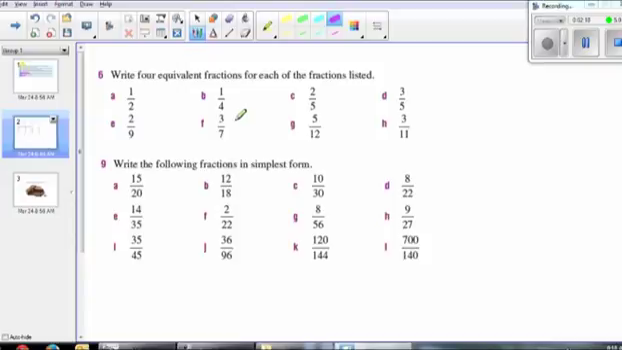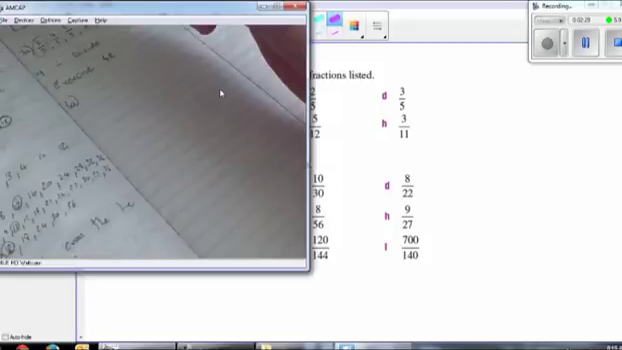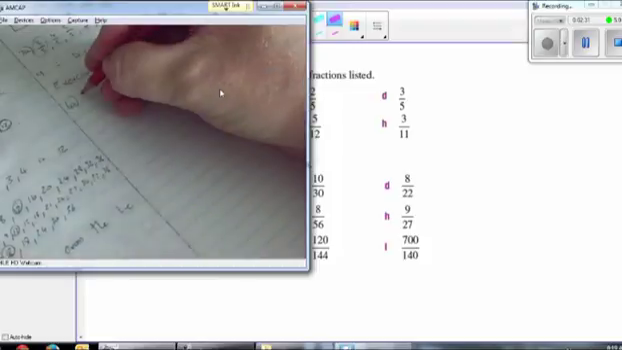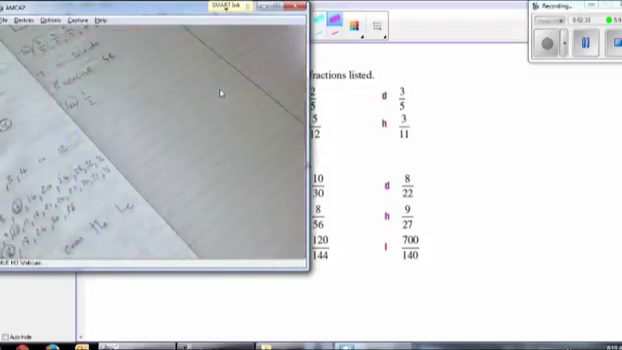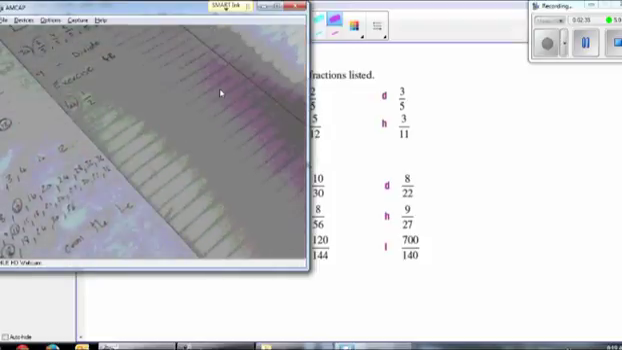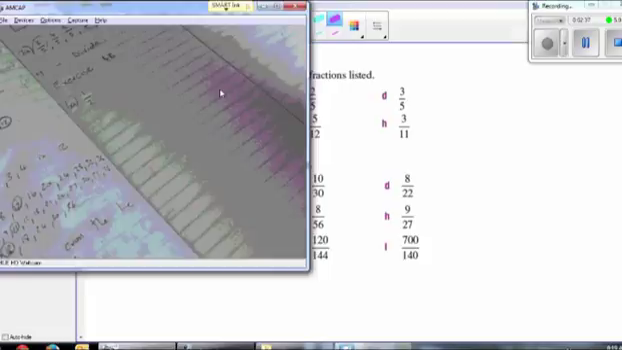Question 6. Just have a look at 6a. Write 4 equivalent fractions for each of the fractions listed. So for A, we've got 1/2. In my book, I'm just going to write here 1/2. Now I need 4 equivalent fractions for this. Is it 4? Yes, it is 4.